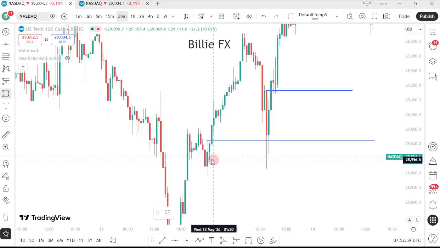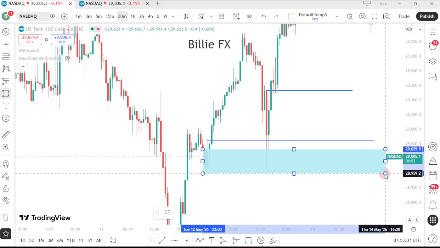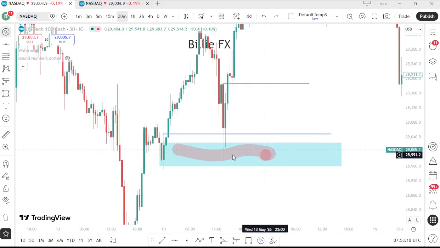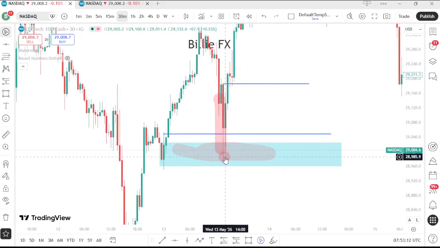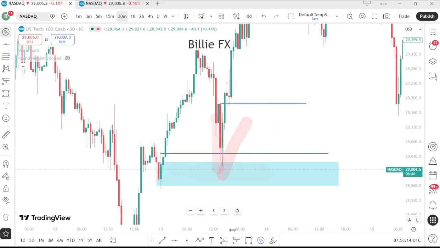So we mark it. Anything below this line becomes what you call a demand, right? So we mark the zone around this area. So everything here becomes a demand. So you wait for the market to come here, then we literally buy. So you could have just positioned for a long over here.